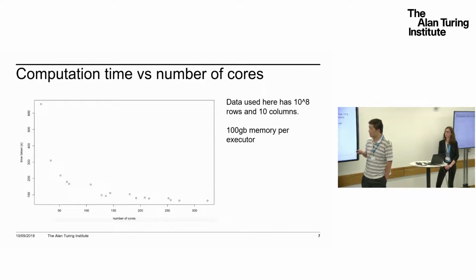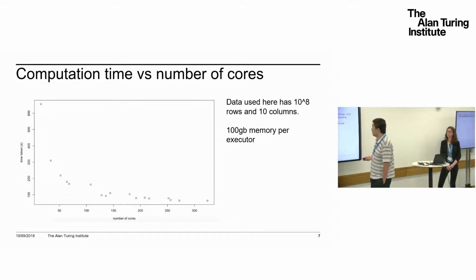So this is another benchmark which compares the time versus the number of cores that you're running on. So the data here is fixed. We just fix it to have 100 million rows and 10 columns, and also 100 gigabytes of memory per executor. In this case you shouldn't exceed it, because this only used about 900 gigabytes of memory, which is only about half of the maximum limit. So here you can see that increasing the number of cores does have a pretty big impact on the speed, but it plateaus off as you'd expect after maybe around 200 cores.